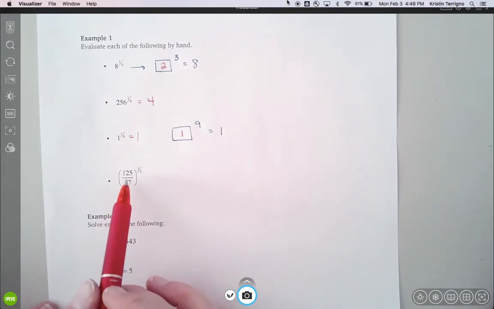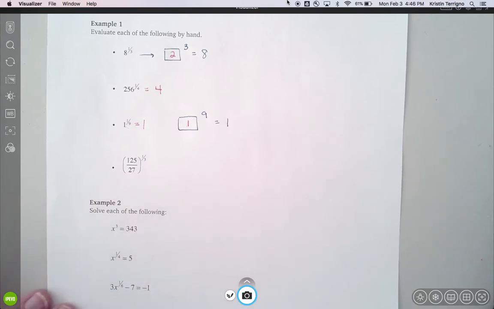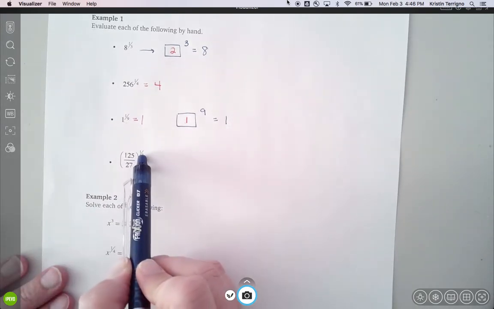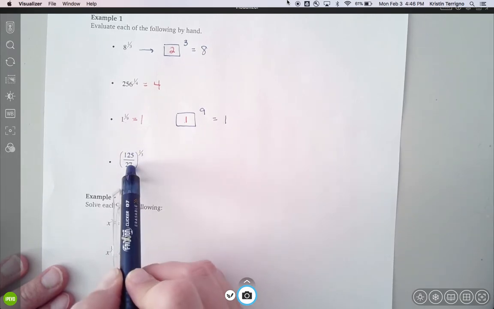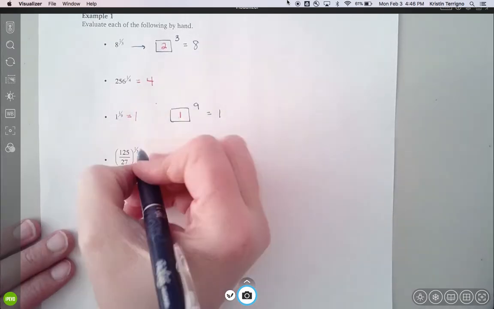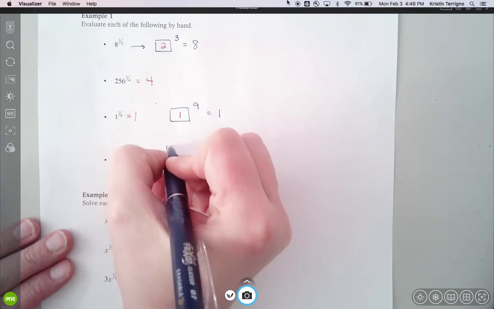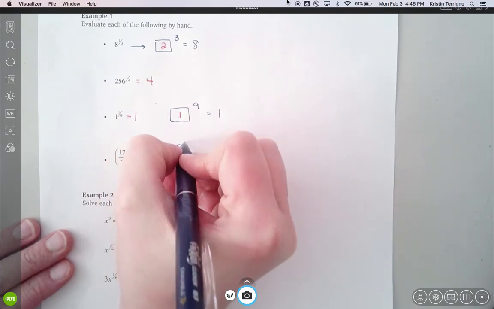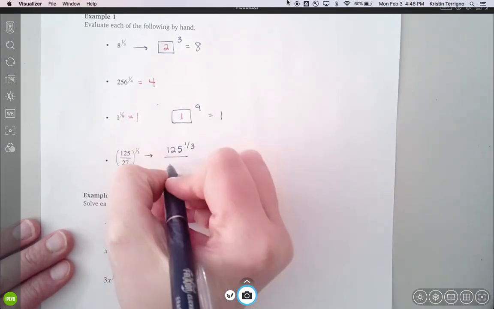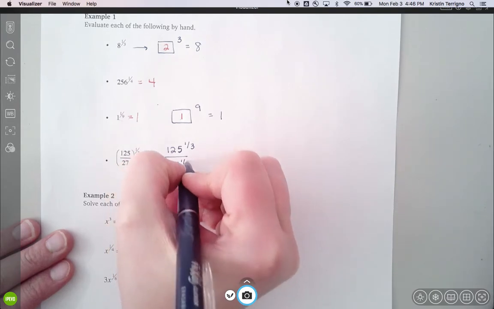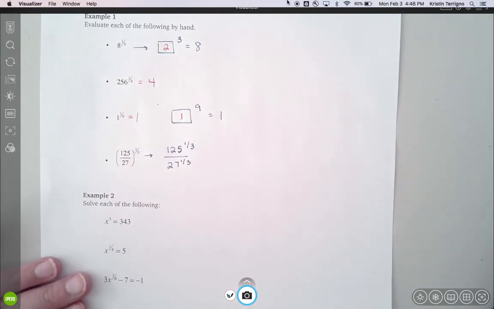Okay, so let's talk about this one. And this one I will go ahead and do the entire factor tree process just so you can see it. Here I've got a fraction exponent being applied to the top and the bottom of this thing. So this is really saying 125 to the 1/3 power and 27 to the 1/3 power. And I'm going to pretend I can't use a calculator here.